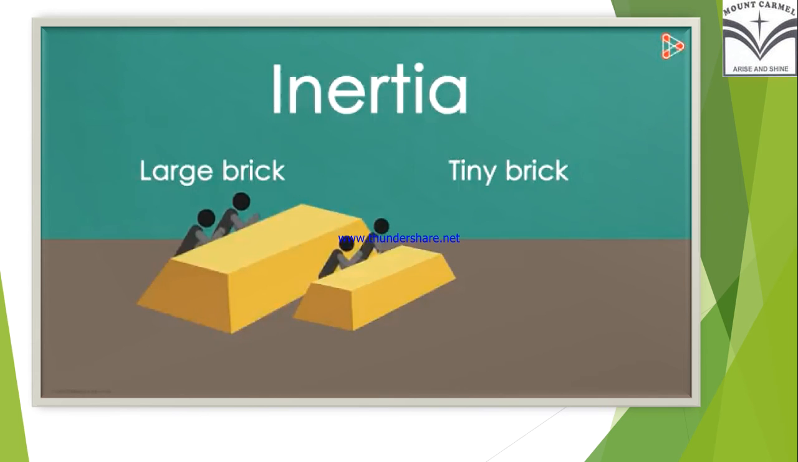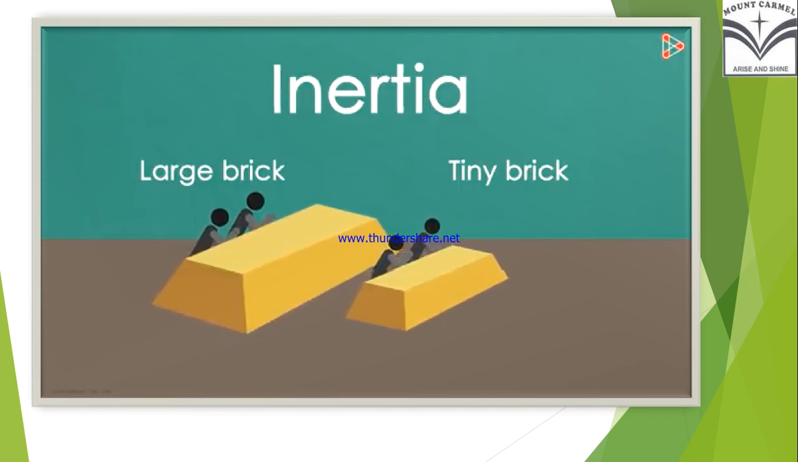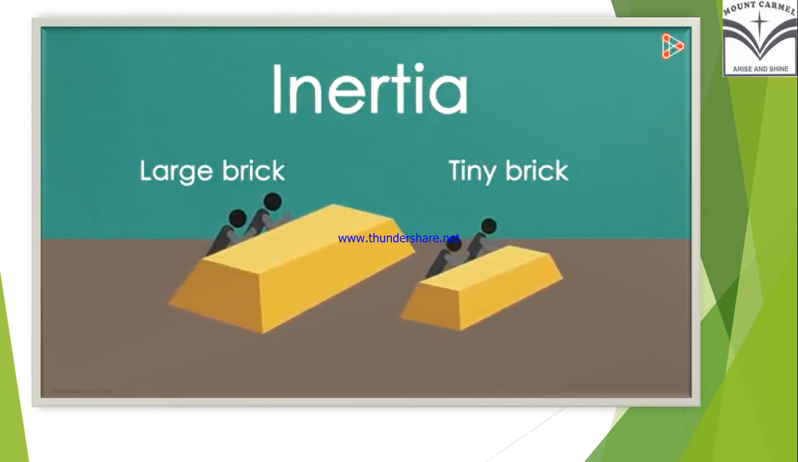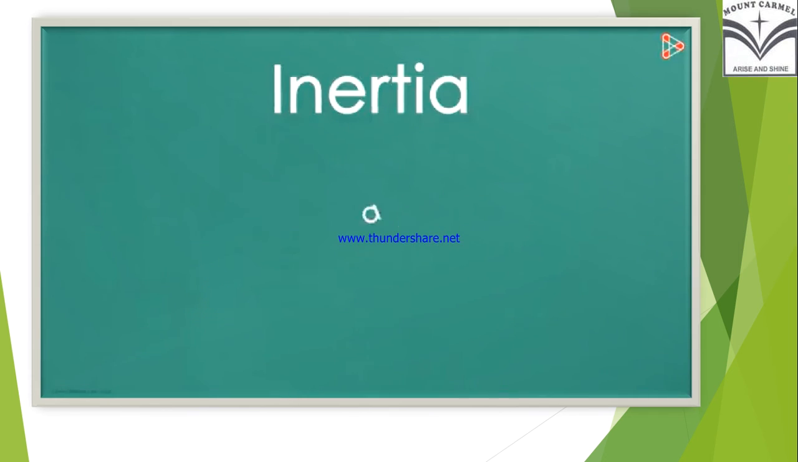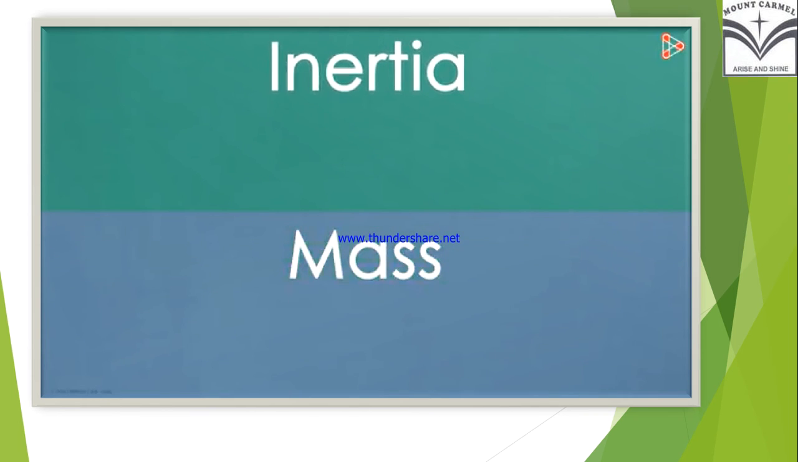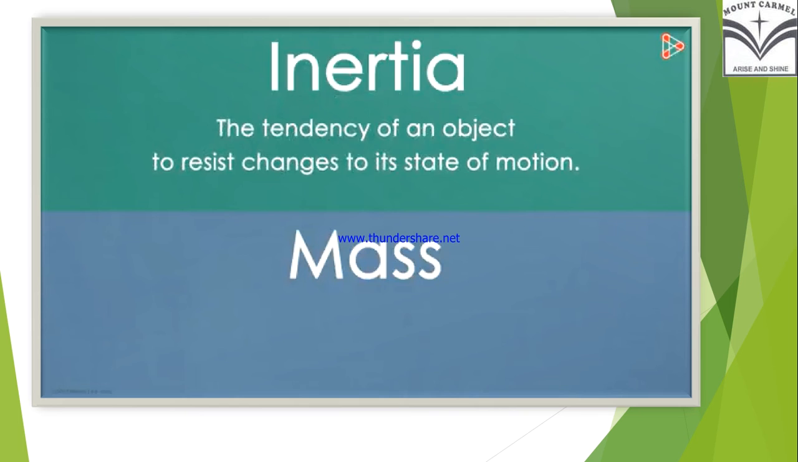If we apply the same amount of force, जो छोटा brick है वो जल्दी move करेगा, right? So the inertia of the larger brick is more than the inertia of the smaller brick. So inertia is the tendency of an object to resist change to its state of motion, and mass is the measure of its inertia. Okay, right?